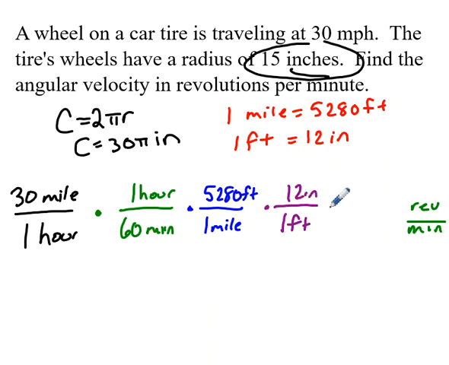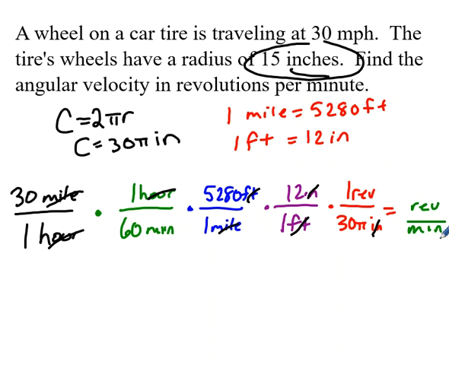And now this is the really tricky one. 1 revolution, because my goal here is to get to revolutions, right? 1 revolution on that car wheel is going to travel the distance that the circumference is. So 1 revolution is going to be 30 pi inches. Okay? So now you can see my hours cancel, my miles cancel, my feet cancel, my inches cancel, and I'm left with revolutions on the top and minutes on the bottom.